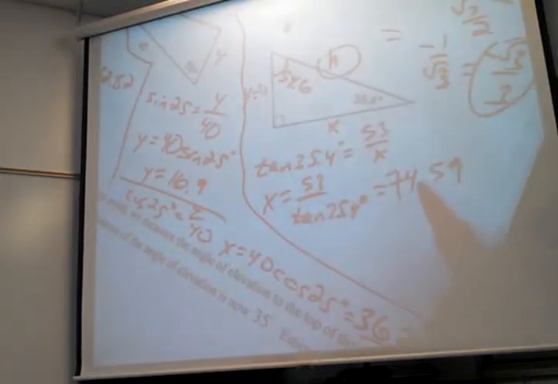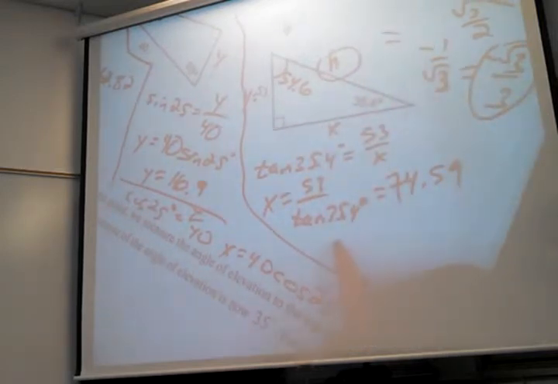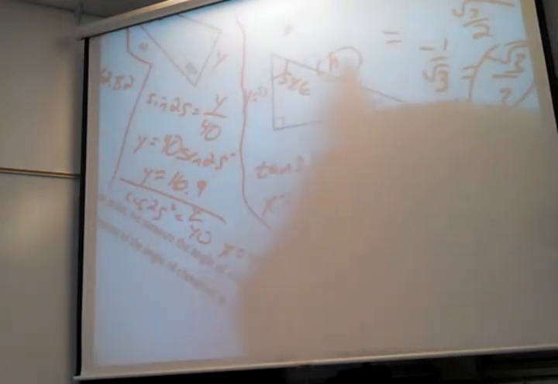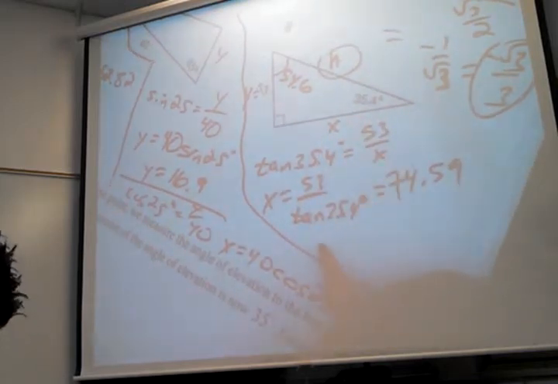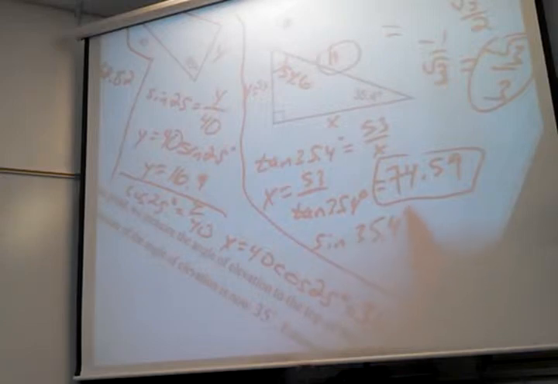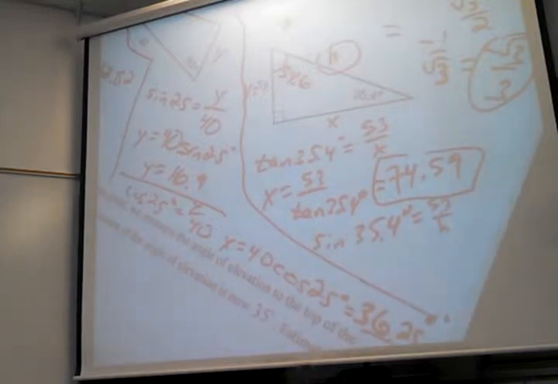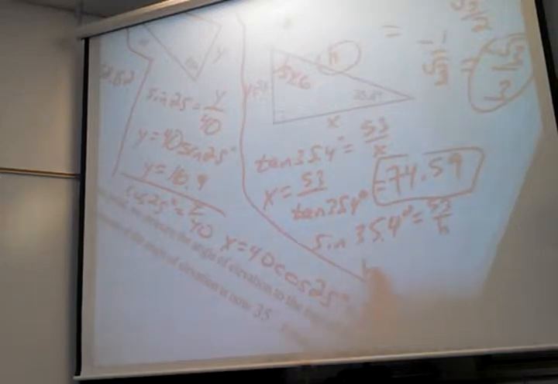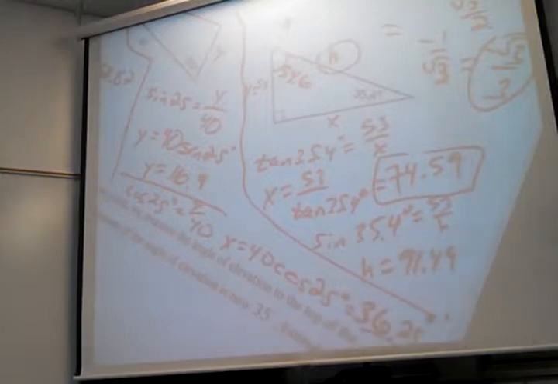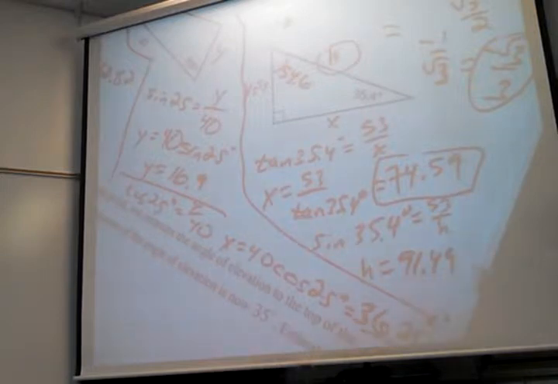Pythagorean theorem, or what trig function can I use? Sine. So sine of 35.4 would equal what? 53 over h, right? The y piece over the hypotenuse. If you solve for h, 53 over sine of 35.4, you get 91.49. Now, why does it make sense?